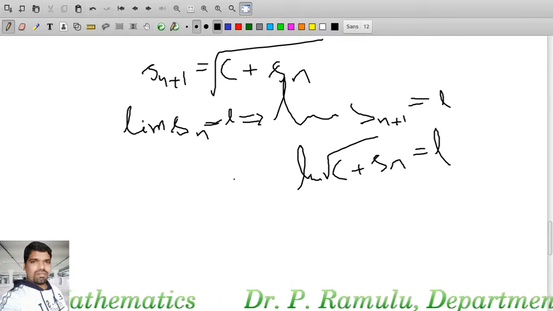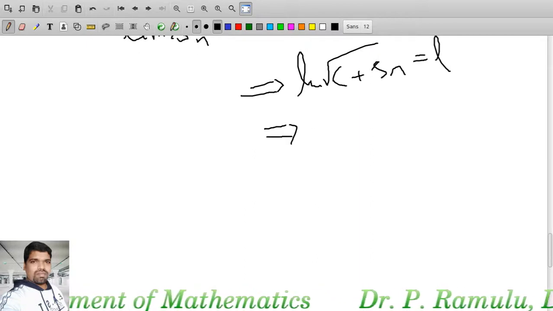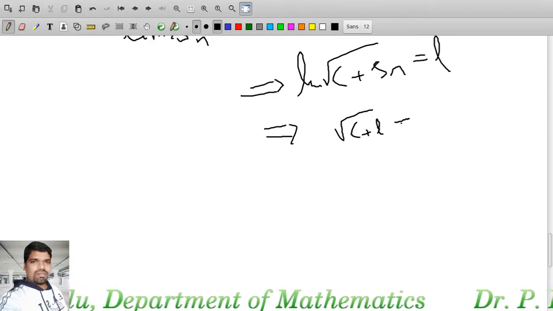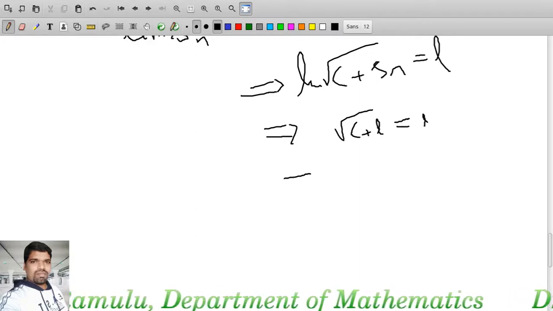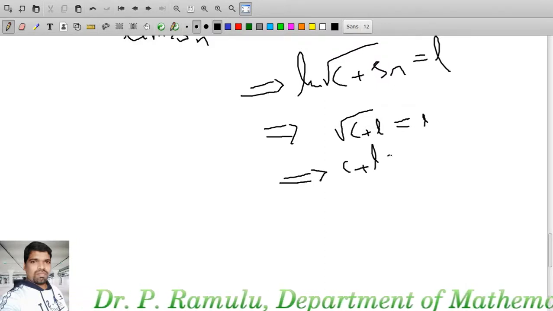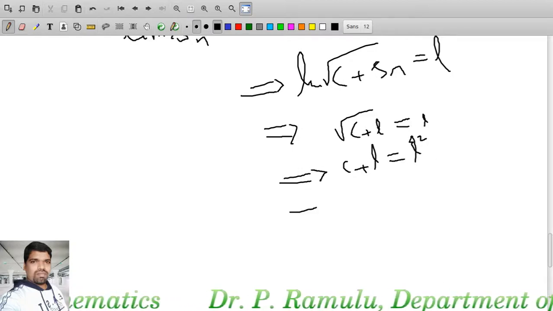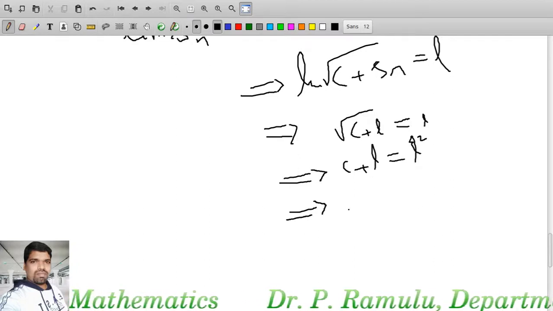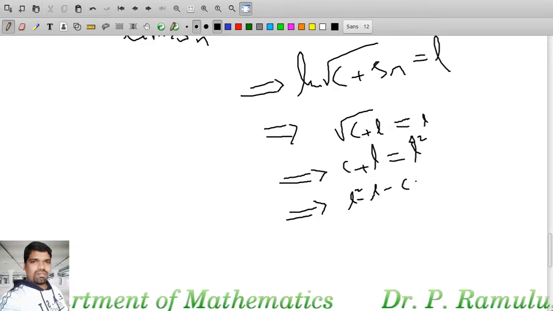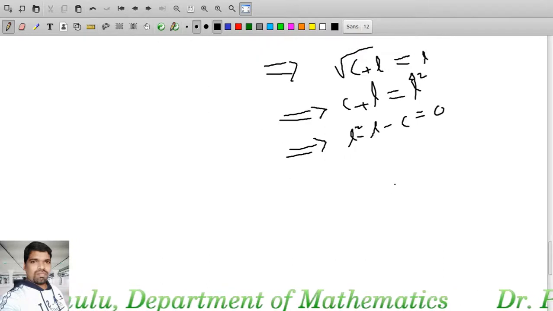So that means root of C plus L equals L. Squaring both sides, we get C plus L equal to L square. Bringing this to one side, it is a quadratic equation in L, that is L square minus L minus C equal to 0. It is of the form a x square plus b x plus c. So what is L?